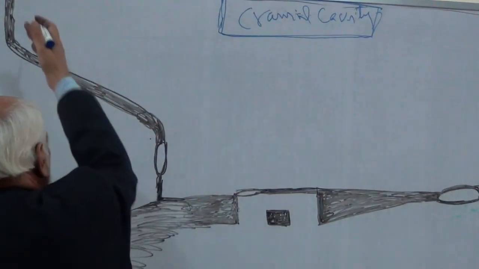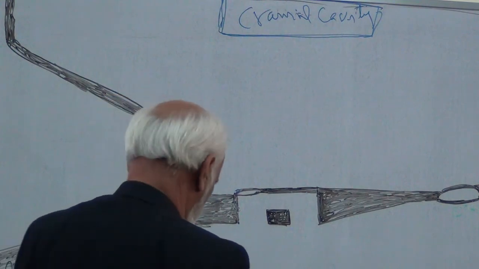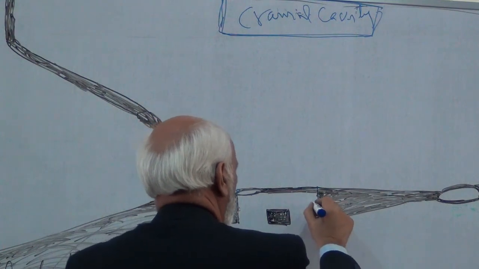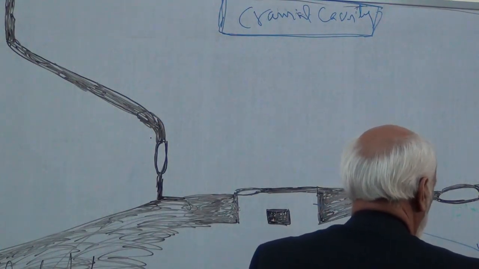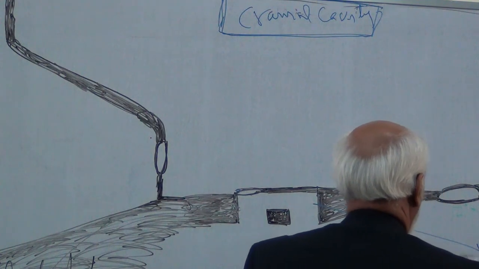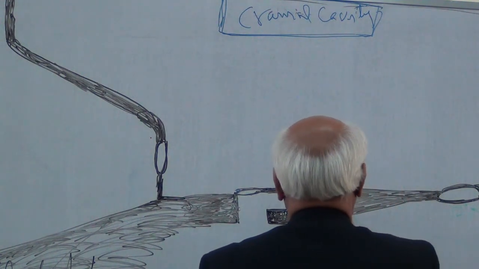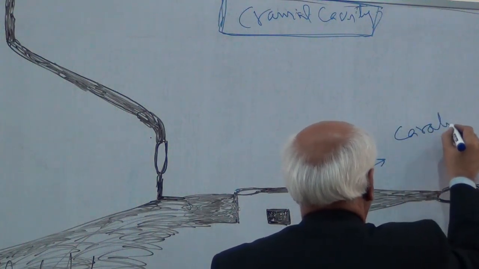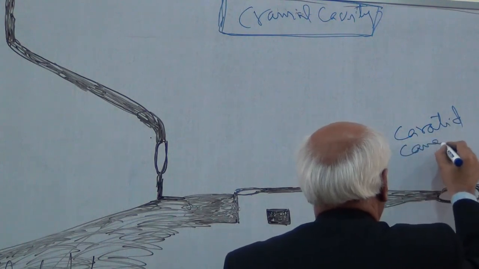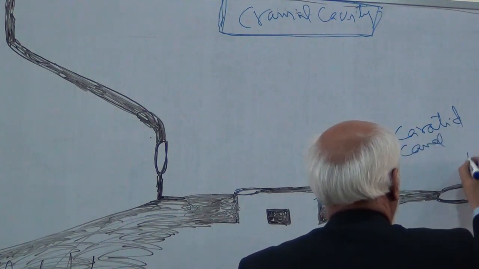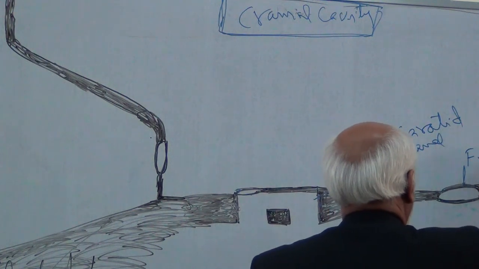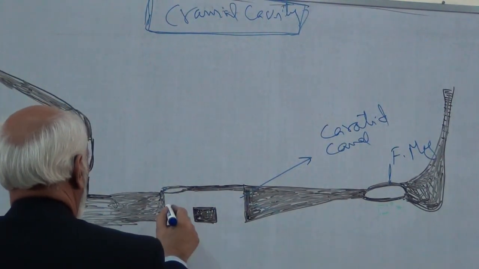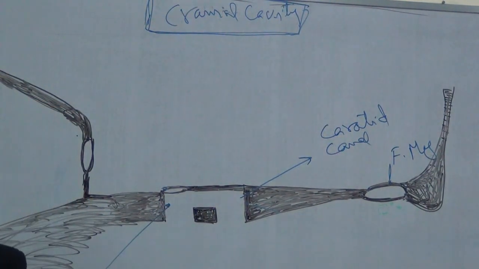Norma basalis and frontalis of the skull. Now what is this? Carotid canal. This is foramen magnum. This is foramen lacerum.